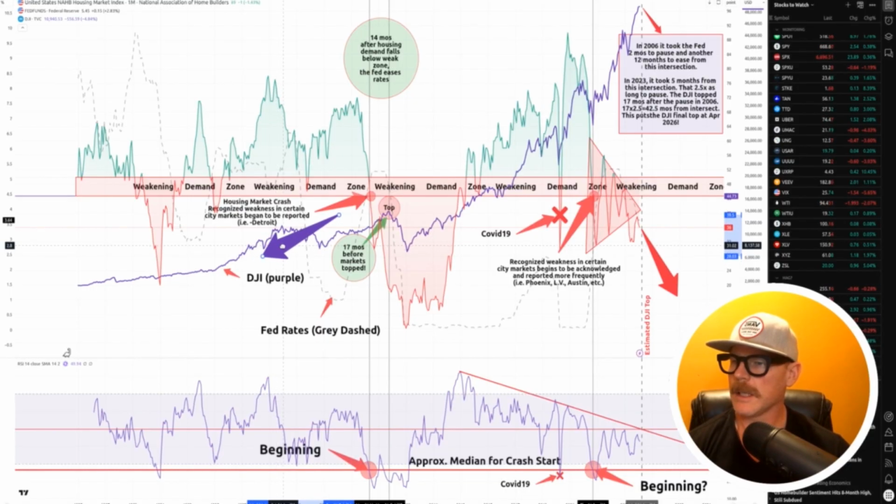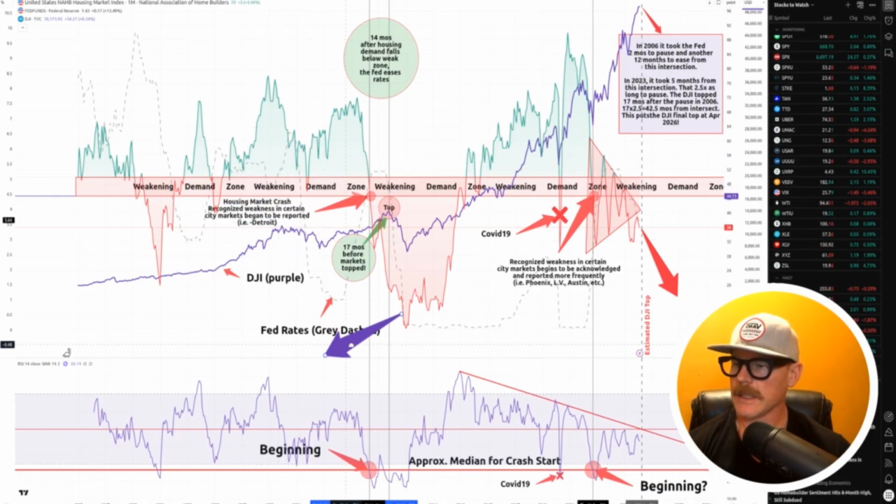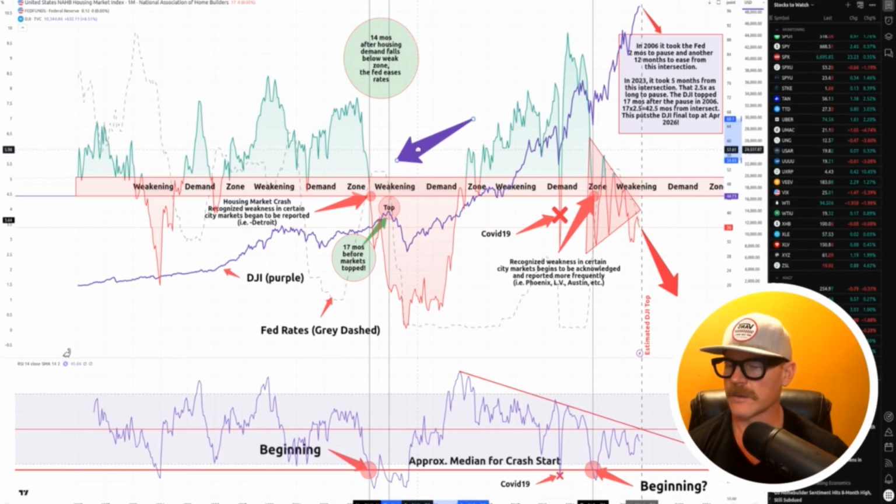All right. And then you'll see the Fed rates with the gray dashed line here. This is what the Fed does in terms of lowering interest rates, raising interest rates, et cetera, et cetera. Of course, the red and the green is the NAHB Housing Market Index line. We'll talk a little bit about this, and then down here, guys, is the RSI on a monthly basis. This is also important, and we'll reference this from time to time during the course of this video. All right. So what I want to discuss first is the housing crisis in 2006 to 2009.